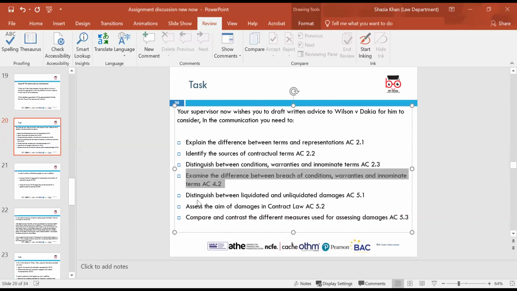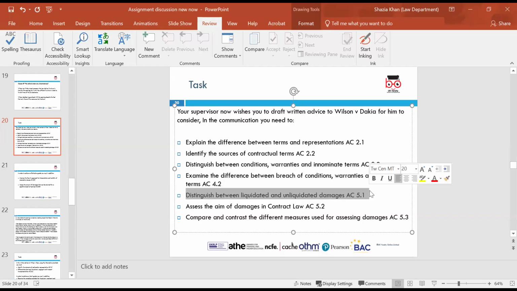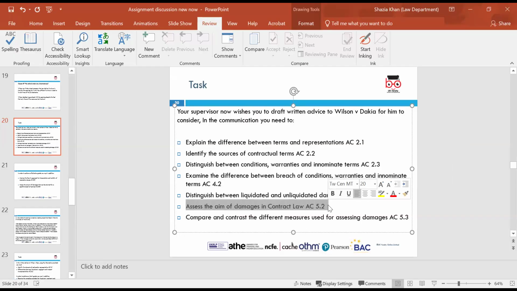And then you need to, that's 4.2. You need to also distinguish between liquidated and unliquidated damages. That's AC 5.1. And then for this, you need to explain the damages in contract law, AC 5.2. And then you would need to compare and contrast the measures used for assessing damages, which is AC 5.3.